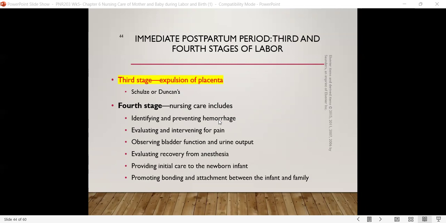All right. Now, I'm going to evaluate, and if I need to, intervene for her pain. What's your pain, Mrs. Jones, on a scale of 0 to 10? 0 being the least, 10 being the greatest. Okay. Observing the bladder function and urine output. Absolutely.